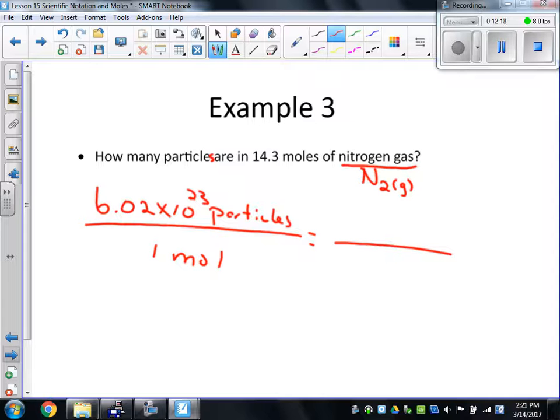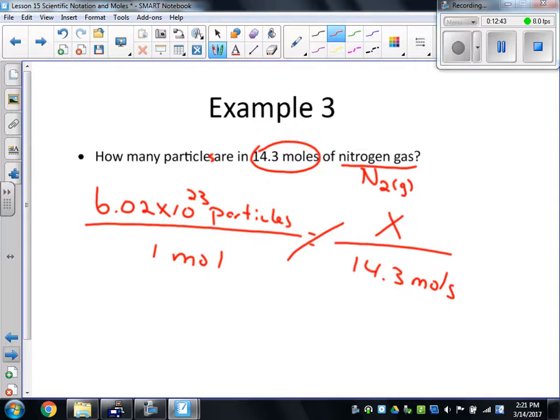Where's 14.3 moles going to go? Top or bottom here? Bottom, right? Moles over moles, yes? And let's solve for that in this case. That's what I'm missing, right? How many particles would that be? Good? Okay? That's all you need to be able to do, guys. Cross multiply and solve, right?